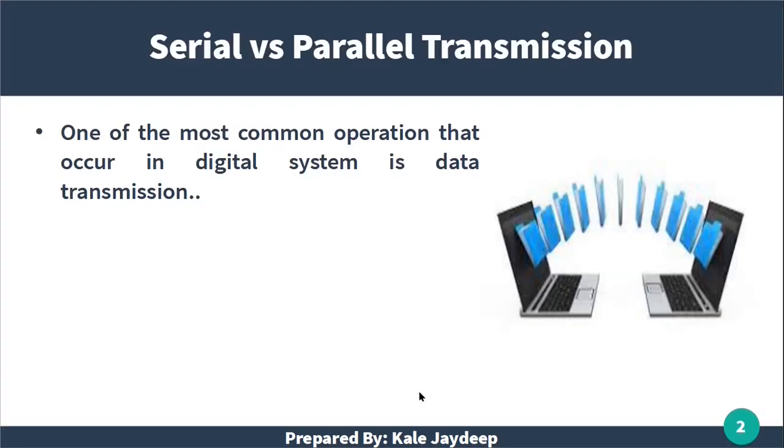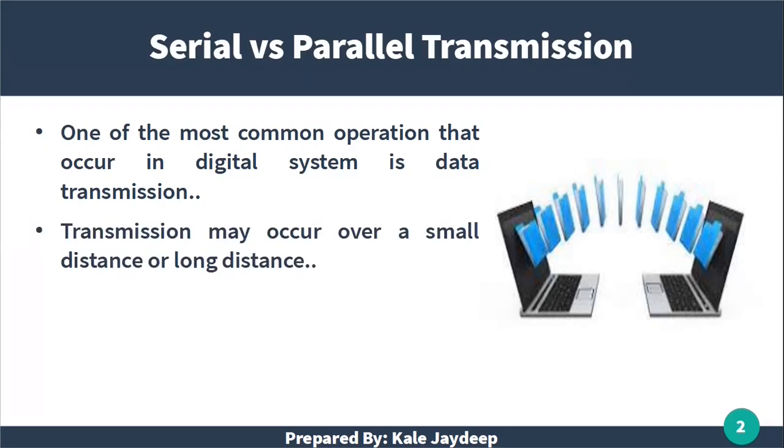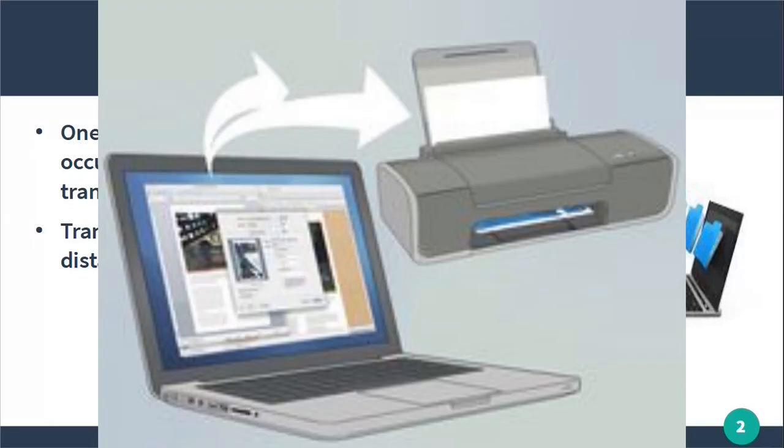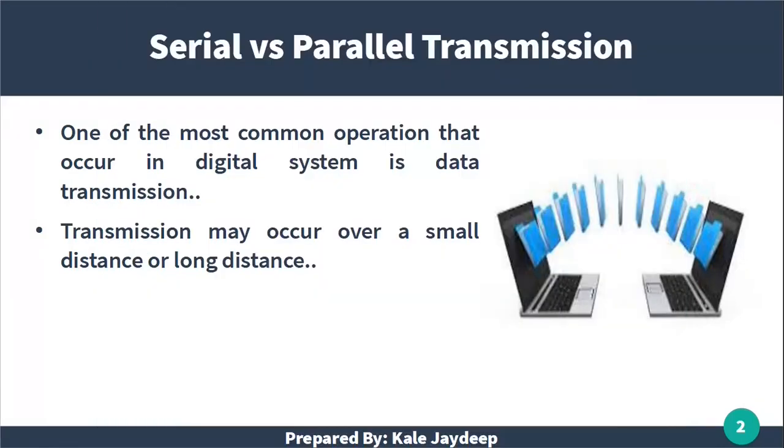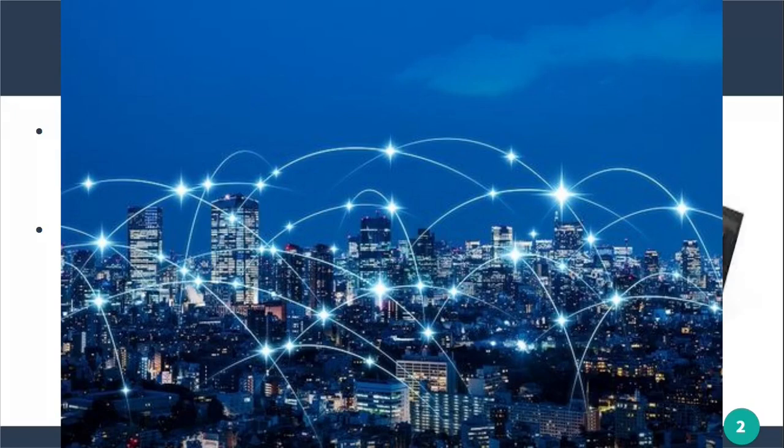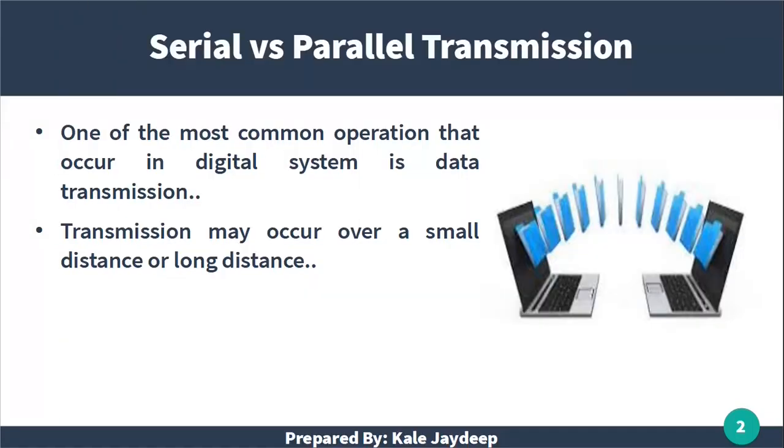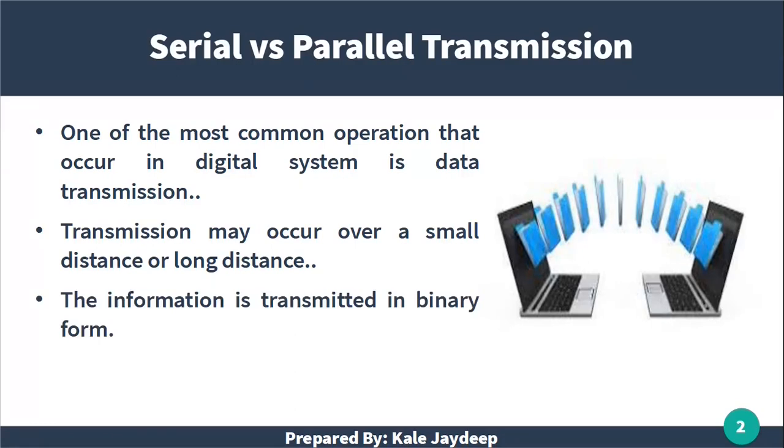One of the most common operations that occur in digital systems is data transmission. Now this transmission may occur over a small distance or a long distance. If we consider transmission between a computer and a printer, it is a small distance transmission, while data transmission between computers in different countries will be a long distance transmission. Regardless of the distance, the information is always transmitted in binary form, which is the language of the computer.